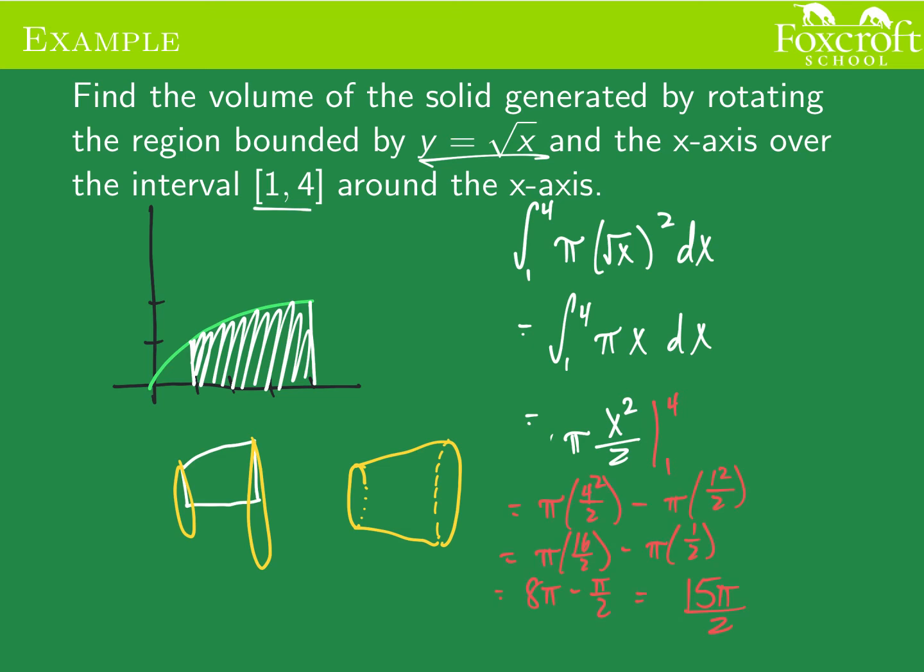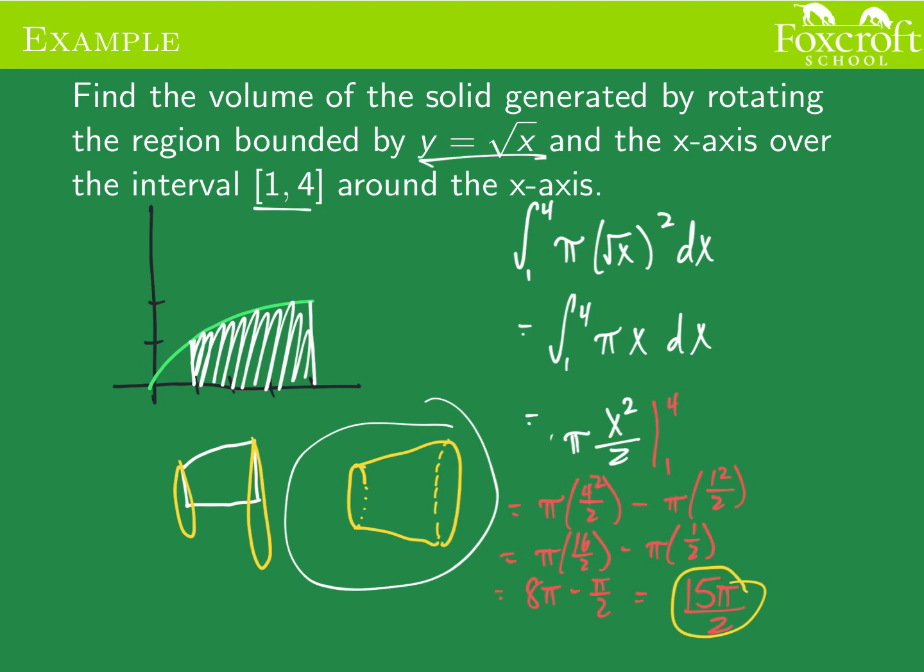All right, so I did the calculations, and you can see the final answer that we get is going to be 15 pi over 2. So that's the volume of this rotated area. That creates this, I think it kind of looks like a drum or something like that. But this solid right there, the volume of that would be 15 pi over 2.